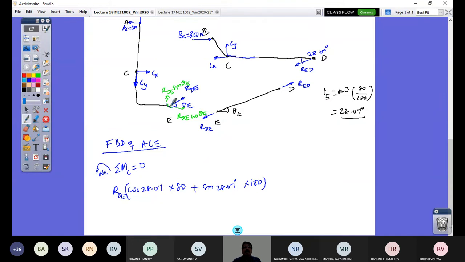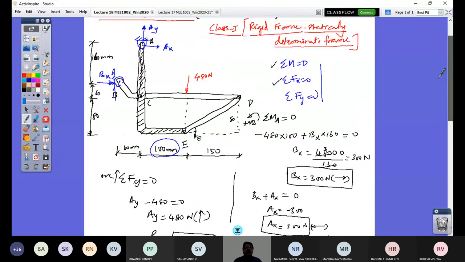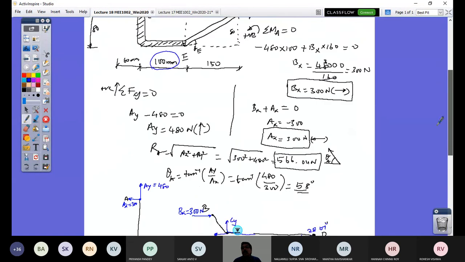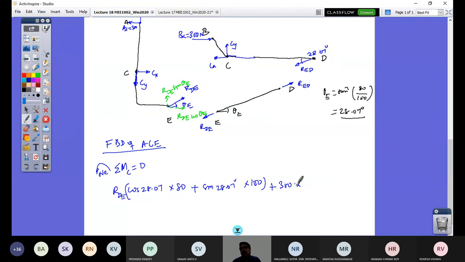That's the moment by this. Now the moment by Ax. That would again create a counterclockwise moment about point C. So plus 300 into this distance AC, the vertical distance from point A to C, which is 160 plus 60, that's 220 mm, into 220.